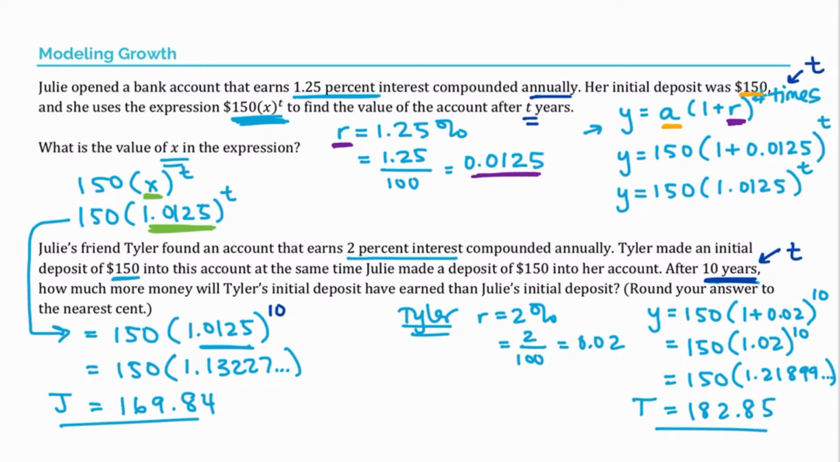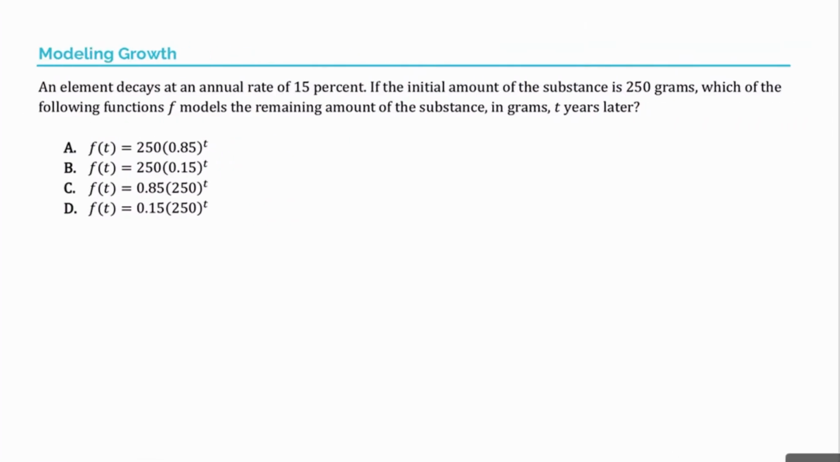The question is how much more money does Tyler have? So the answer to our question is simply to find the difference, 182.85 minus what Julie has, 169.84, right? Where we're basically doing Tyler minus Julie. So the correct answer to this question when we do that subtraction is 13.01. So in your test booklet, you would write 13.01. Okay, let's keep going with modeling growth.